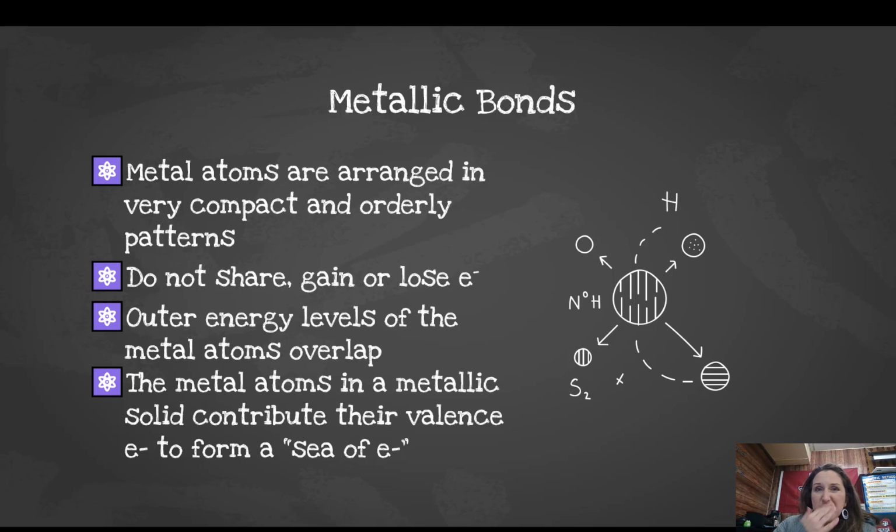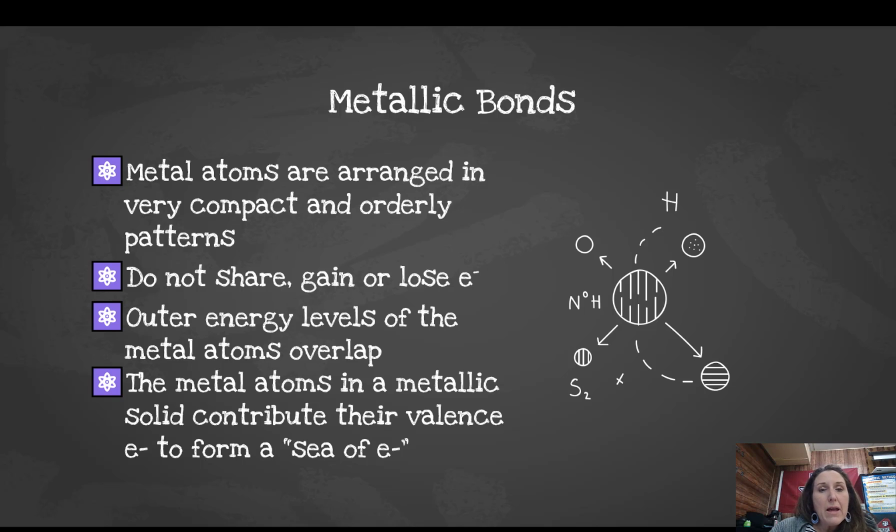All right, metallic bonds. So unsurprisingly, metallic bonds are bonds with metals, right? Metal atoms are arranged in a very compact and orderly pattern. They do not share, gain, or lose electrons. The outer energy levels of the metal atoms just overlap. So instead of sharing or giving up or gaining electrons, they're just overlapping their orbitals.